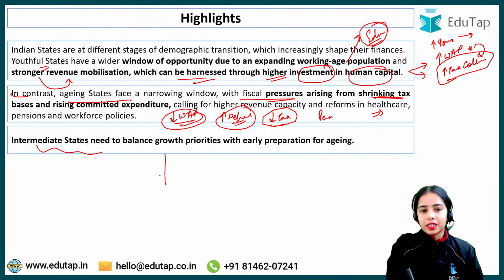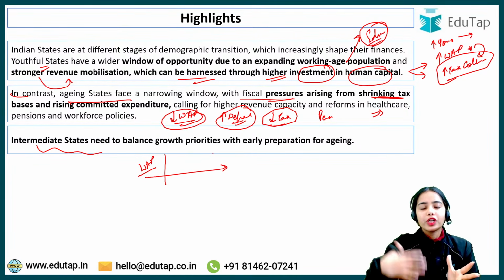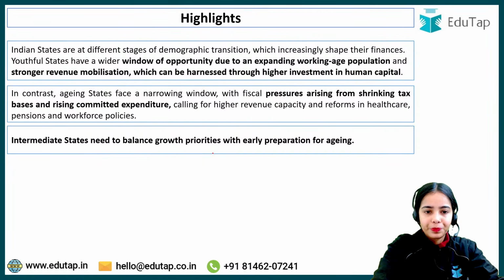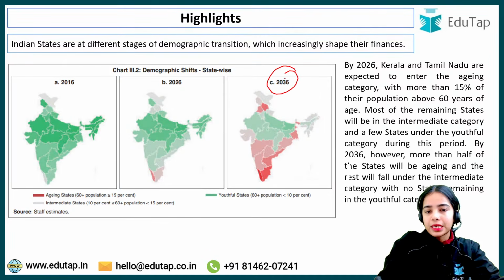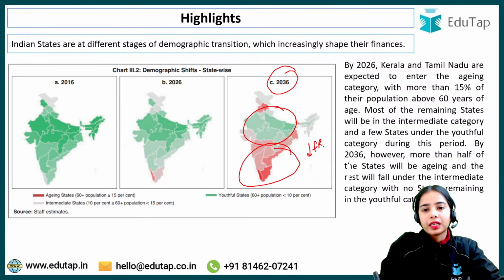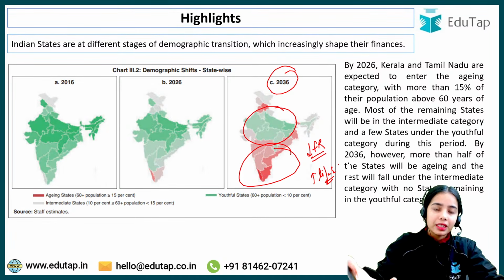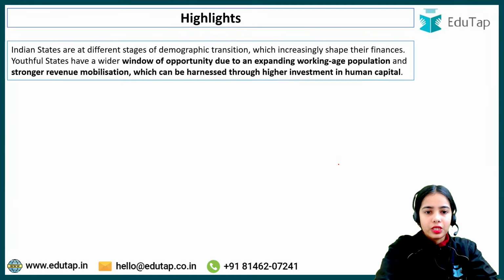Intermediate states are in the middle. They have the working age population, they have the youthful population also, but they have to be prepared for moving towards the aging stage. Okay. And why do we have that by 2036 we will have more of the aging population and the intermediate population? This is because the fertility rates are decreasing, as well as there is an improvement in life expectancy, and with better healthcare facilities, better life expectancy will be achieved. So this is the idea.